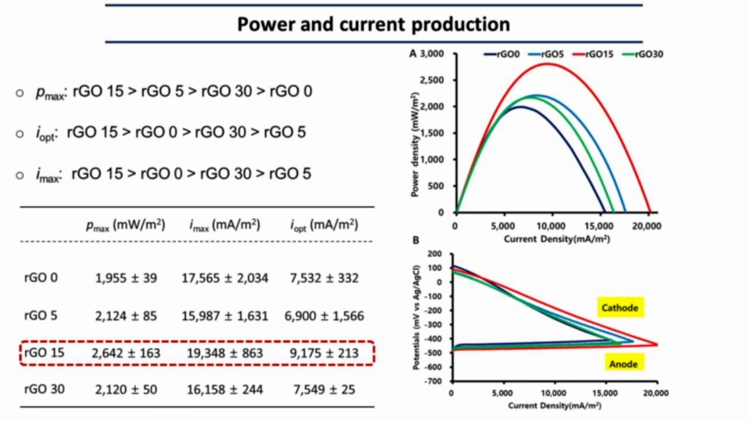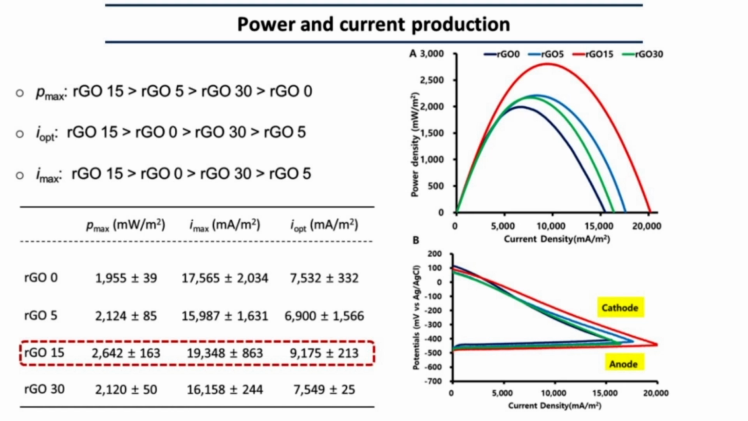RGO 15 produced a 35% higher maximum power density, 21% higher optimum current density, and 10% higher maximum current density than those of RGO 0. Maximum power density on average in the MFC was in 2642 mW per square meter for RGO 15, which is 19%, 25% and 35% higher than those of RGO 5 and RGO 0.